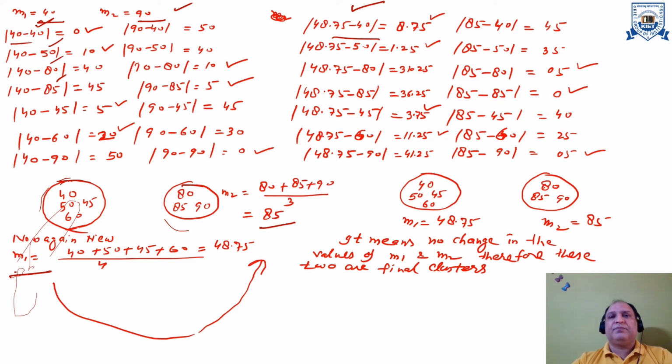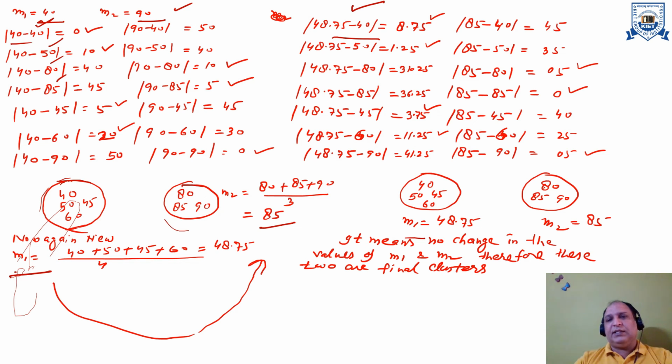So now again we are following the same process here. Now we see again 40, 50, 45, 60 are closer to 48.75. So that's why we are putting them in this cluster. And 80, 85, 90 are closest to 85. That's why we are putting them in this cluster. So now again we are finding the mean: 48.75, and M2 is also 85.